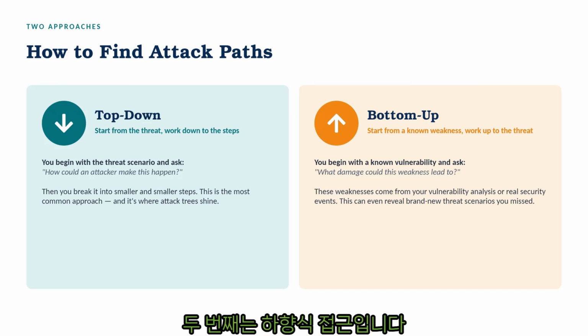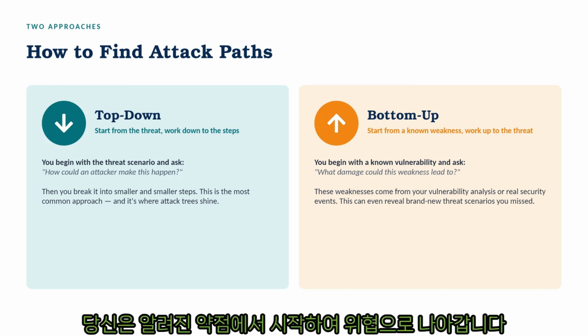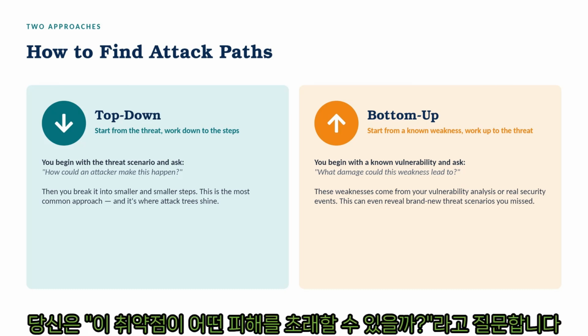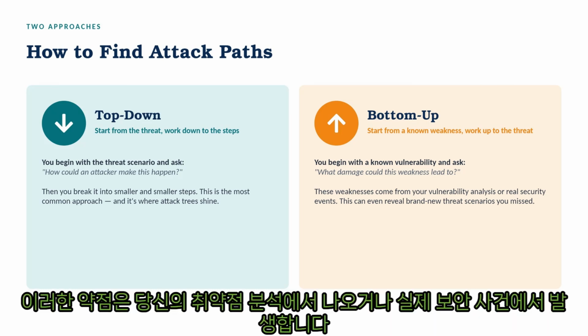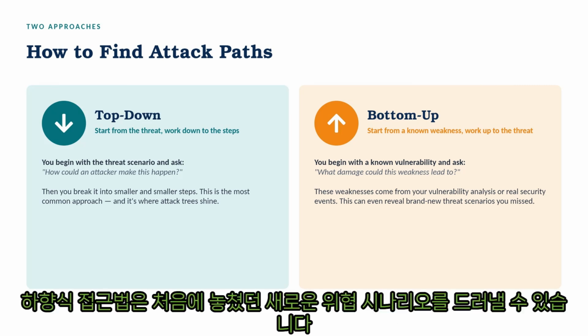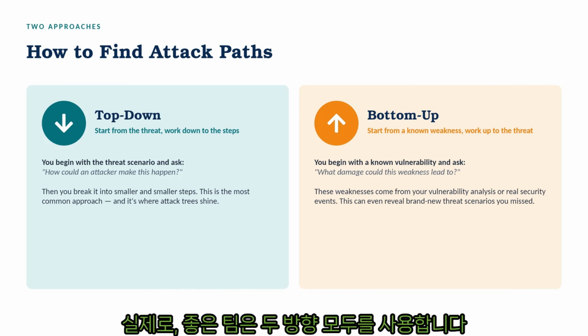The second is bottom-up. You start from a known weakness and work up to the threat. You ask, what damage could this vulnerability lead to? These weaknesses come from your vulnerability analysis or from real security events. And here's a bonus. The bottom-up approach can reveal brand new threat scenarios you missed the first time. In practice, good teams use both directions.